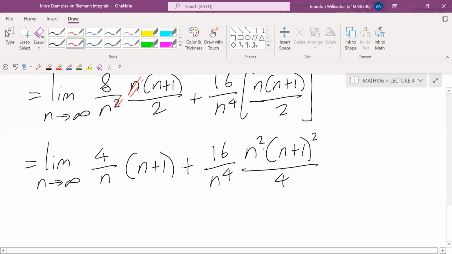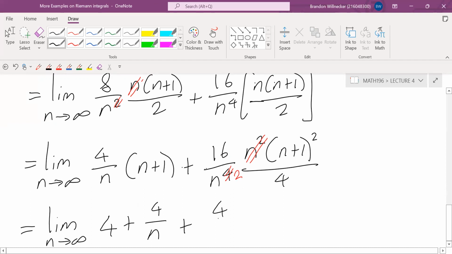Okay, so the n squared and the n to the 4, we can get rid of that n squared, and then this becomes a 2. And then the 16 over 4, that's going to become 4. So this will be the limit as n goes to infinity. 4 over n times n, that's going to be 4, plus 4 over n, plus 16 over 4, that's going to be 4. So that's over n squared. And then (n plus 1) squared, that's going to be n squared plus 2n plus 1.